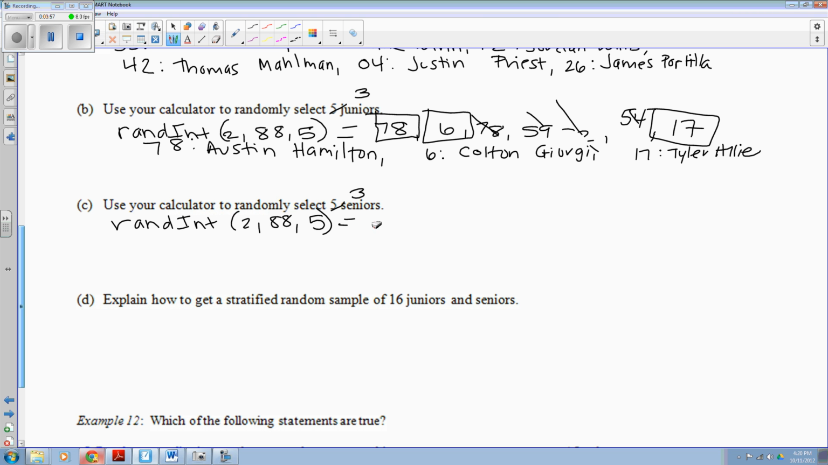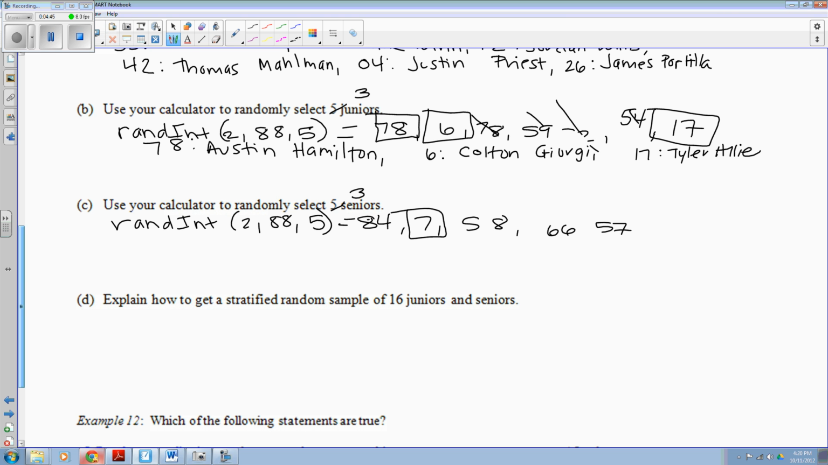Again, your numbers are going to be different. The numbers I got are 78 again, 6, 78. Sorry, looking at the wrong list. Okay, so sorry, I got 84, 7, 58, 66, and 57. Of these numbers, to try to get seniors, there's no one who's 84. Number 7 works, so that's my first senior. 58, nobody. 66, nobody. 57, nobody.